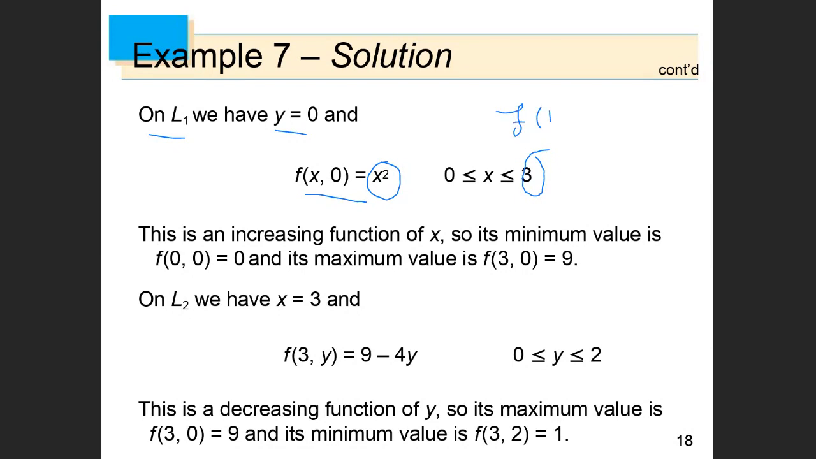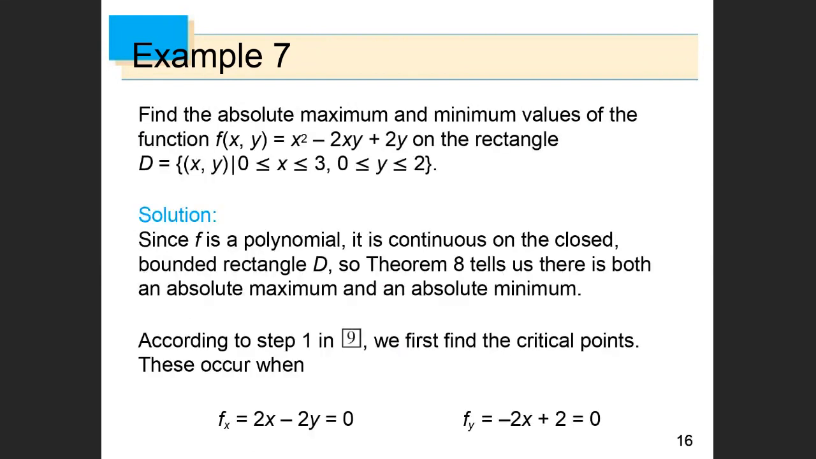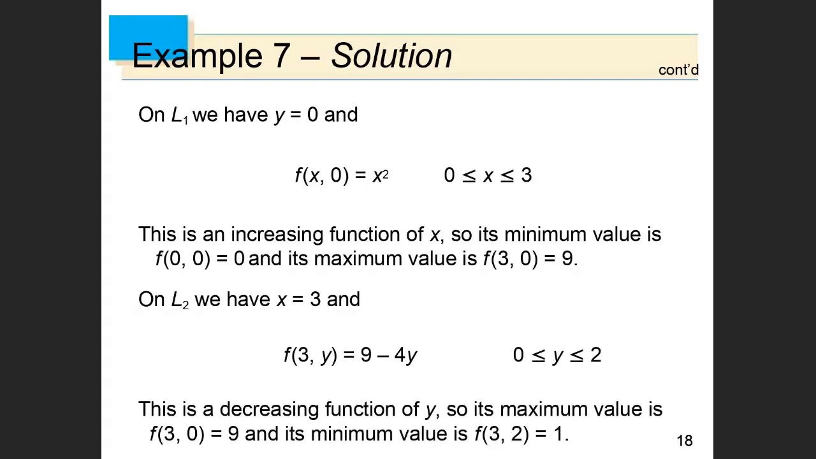What was f of x? f of x was x squared minus 2xy plus 2. So at 1, 1, it's 1 minus 2 plus 2. Right? So it's 1. Which means the maximum has now been improved. Okay? So what happens? This is increasing for the function f of x. So its minimum value would be at 0, because on the line L1, you get the minimum at 0 and the max at 3.